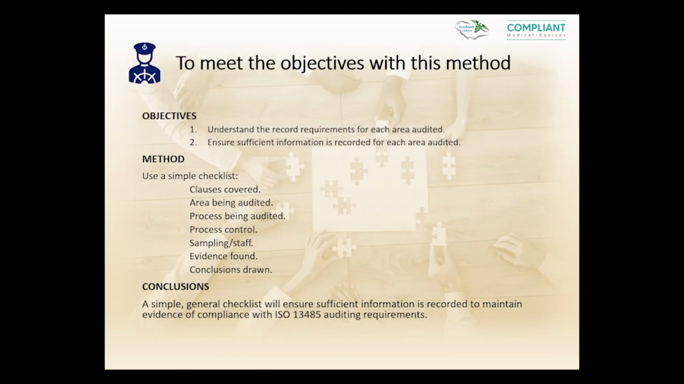So once again, to re-verify, the objective was to understand the record requirements for each area audited and ensure sufficient information is recorded for each area audited. The methodology is using a simple checklist to make sure that the clauses are covered: the area being audited, the processes being audited, the process controls in place, sampling of either parts or components, sampling of the staff to measure their levels of competency, and the evidence found within that. And again, to re-emphasize, the conclusion drawn from that internal audit. A simple conclusion here is that the general checklist would ensure sufficient information to record to maintain evidence of compliance with ISO 13485 auditing requirements.